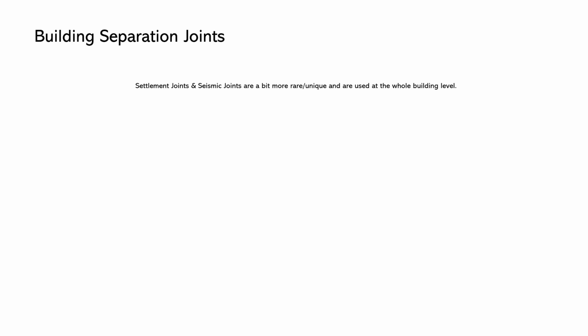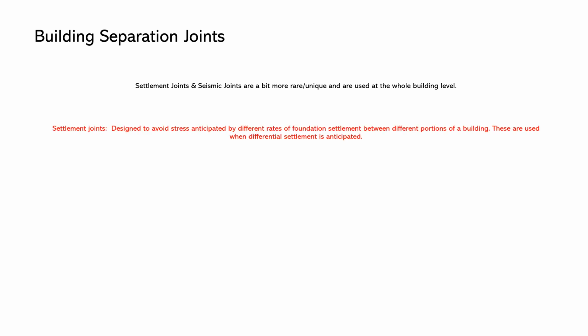Building separation joints. So these consist of settlement joints and seismic joints, which are a bit more rare and are used at the whole building level. Settlement joints, definition would be designed to avoid stress anticipated by different rates of foundation settlement between different portions of a building. They're used when differential settlement is anticipated on the project.